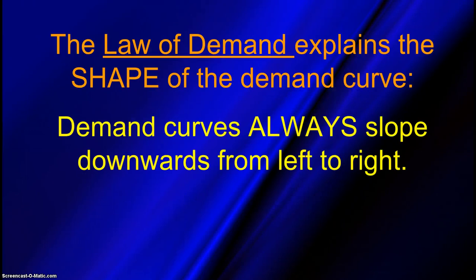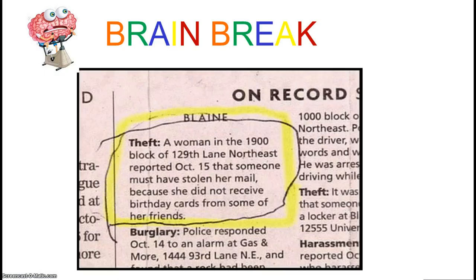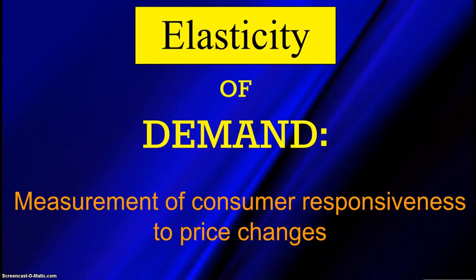I just said that. I am good. You're very good. It's like I've done this before. All right, this is just for fun. Way to make us proud, Blaine, on the police record here. So theft in Blaine. A woman in the 1900 block of the 129th Blaine Northeast reported October 15th that someone must have stolen her mail because she did not receive birthday cards from some of her friends. So it's quite unfortunate for that woman. I don't know if that's going to be funny because we're not in the room with them. Yeah, maybe they're chuckling. If you didn't laugh, it's okay. We will never know.